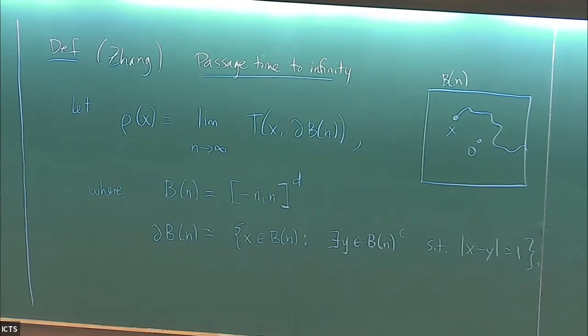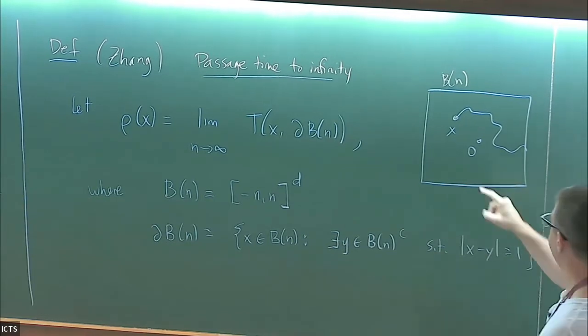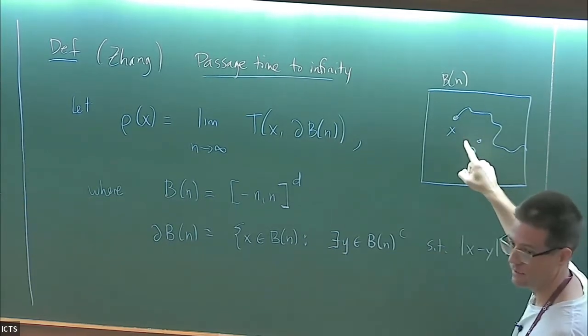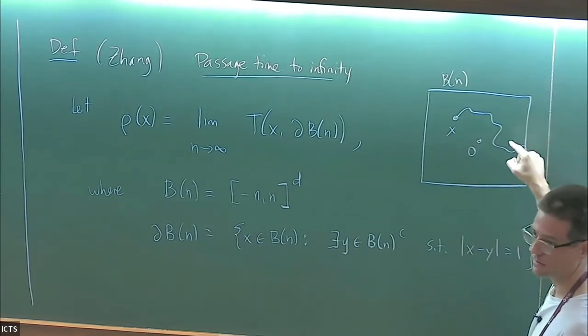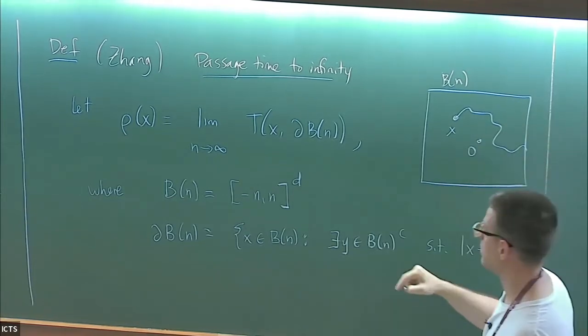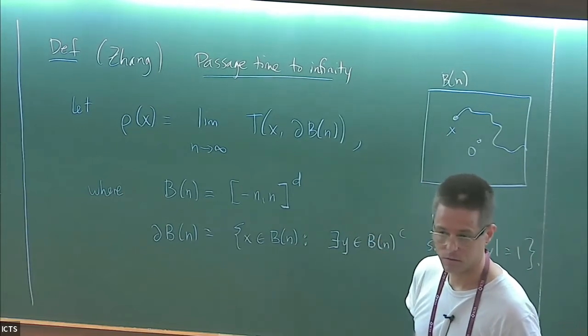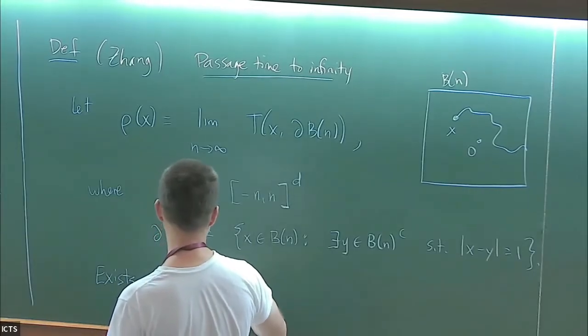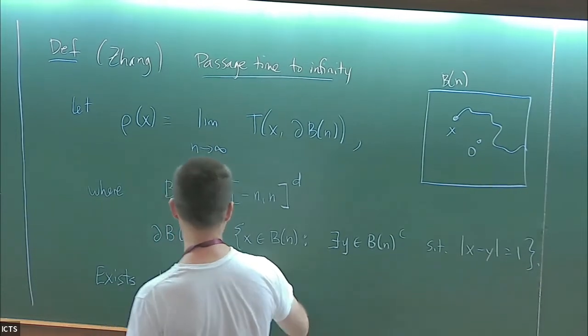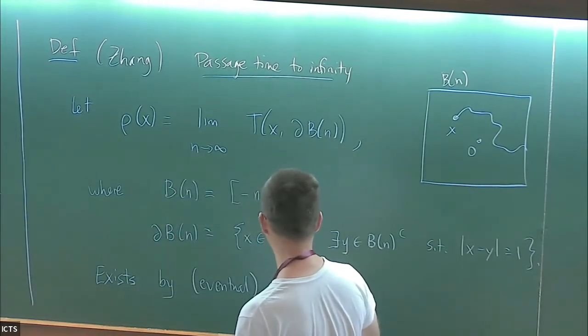Okay, so the first question is, does this limit exist? Well, as long as x is inside the box, it's more difficult to get to the boundary of the box of size n plus 1 than to the boundary of the box of size n. So this sequence is eventually monotone. So this limit exists by, I guess I'll say, eventual monotonicity.